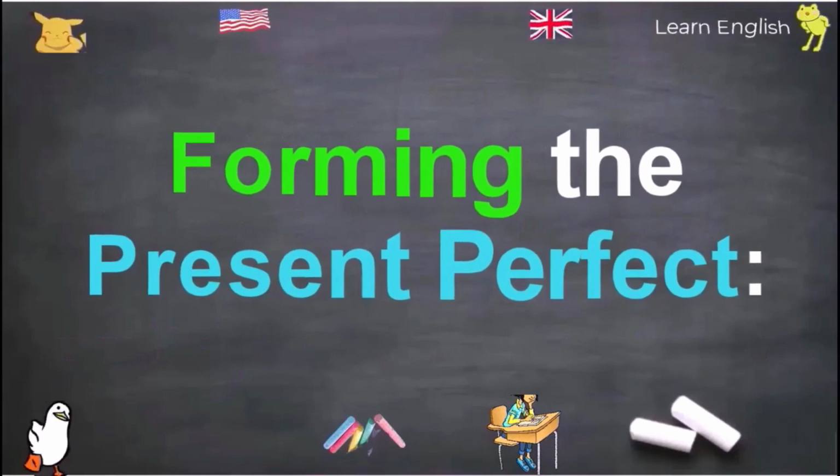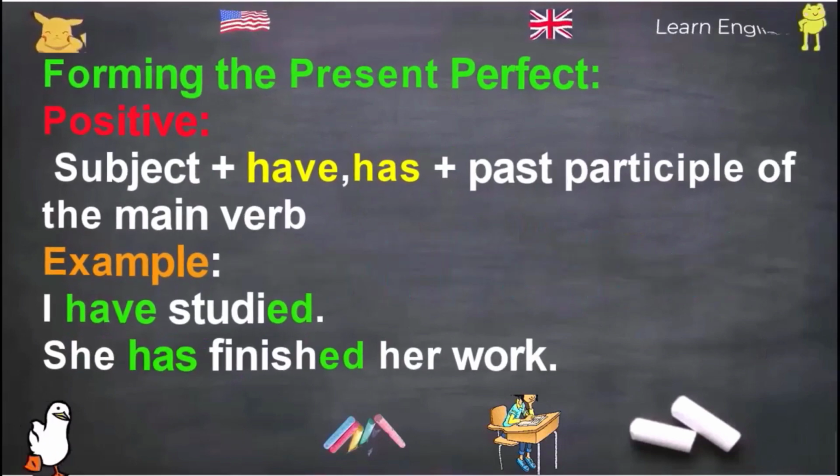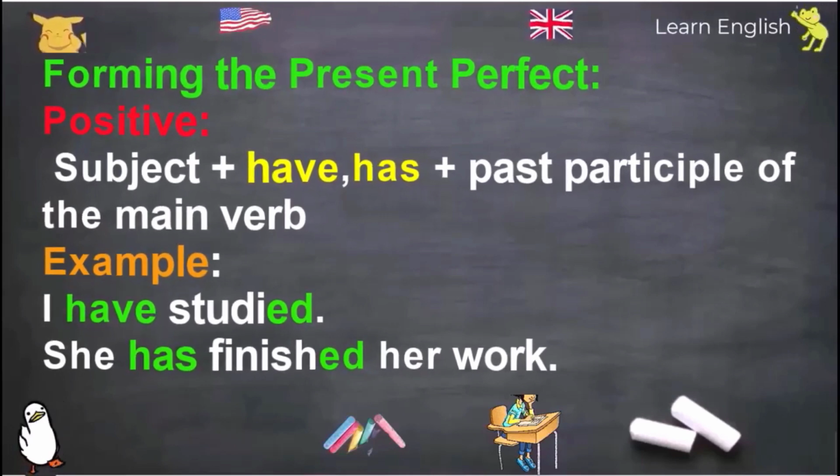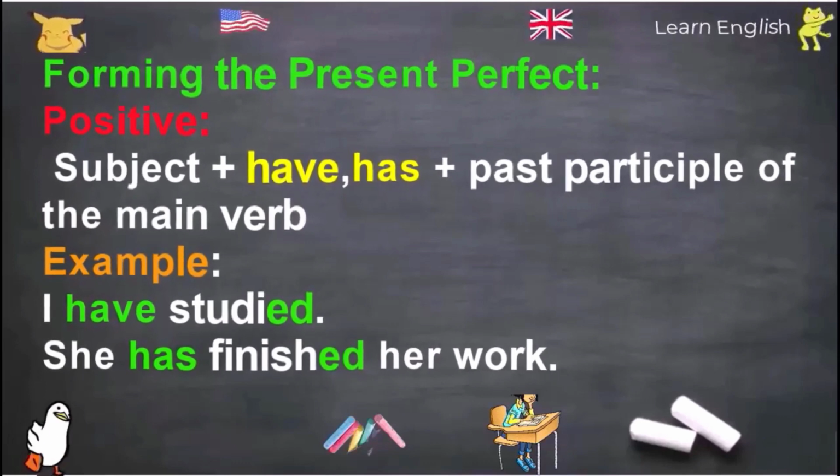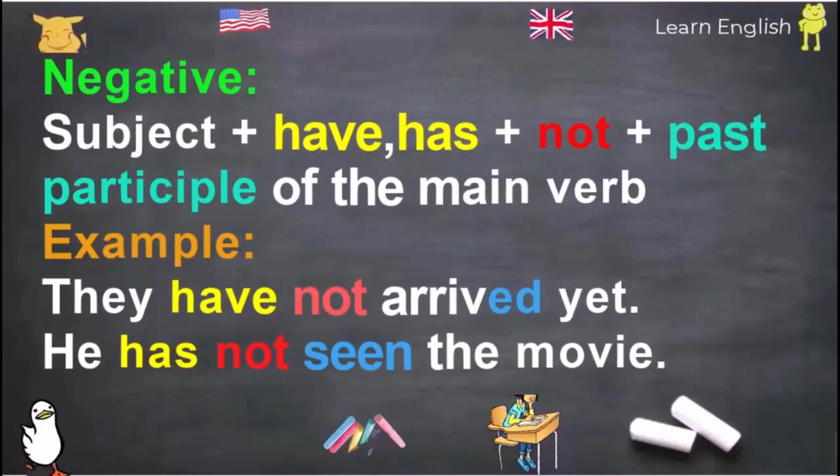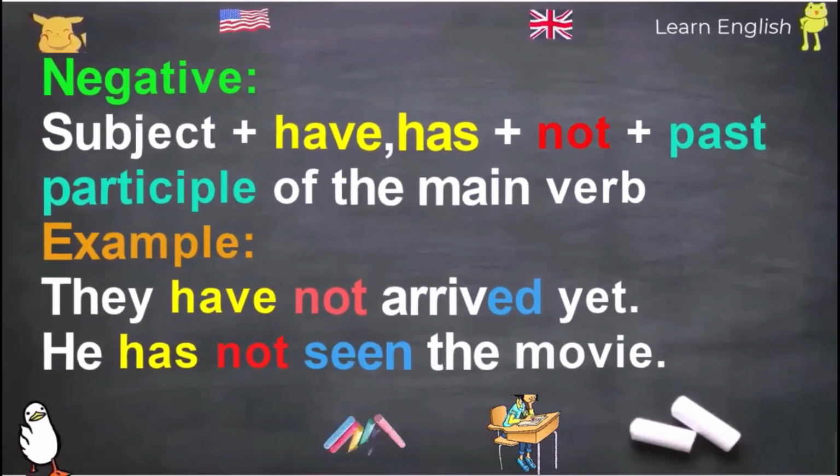Forming the present perfect. Positive: subject plus have/has plus past participle of the main verb. Example: I have studied. She has finished her work. Negative: subject plus have/has plus not plus past participle of the main verb. Example: They have not arrived yet. He has not seen the movie.